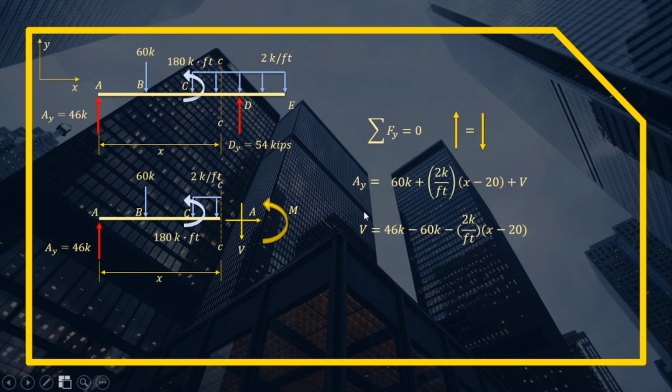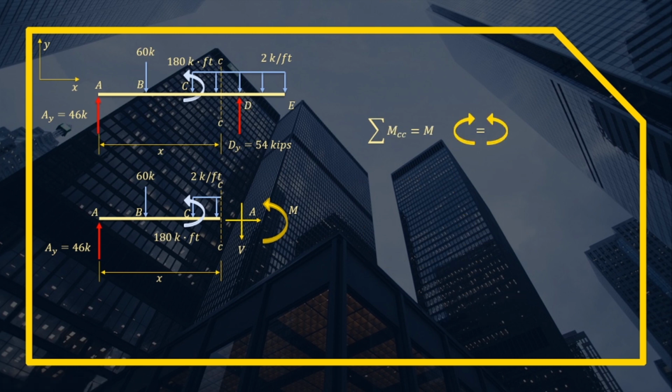So ilipat natin ito sa kabila. So 46 minus 60, kasi magiging negative. And ito din magiging negative na 2 kips per feet times X minus 20. Tapos simplify. So 46 minus 60 that is negative 14 kips. Tapos i-distribute natin yung 2. So 2 times X times negative, so magiging negative 2X. Tapos 2 times 20, same negative, magiging positive 40 kips. So simplify ulit natin. 40 minus 14 magiging 26 kips minus 2x. And this is the equation for shear along segment CD, or mag-start na yan from 20 feet to 30 feet, kasi from C to D. Then next, isolve natin, guys, yung equation for moment along segment CD.